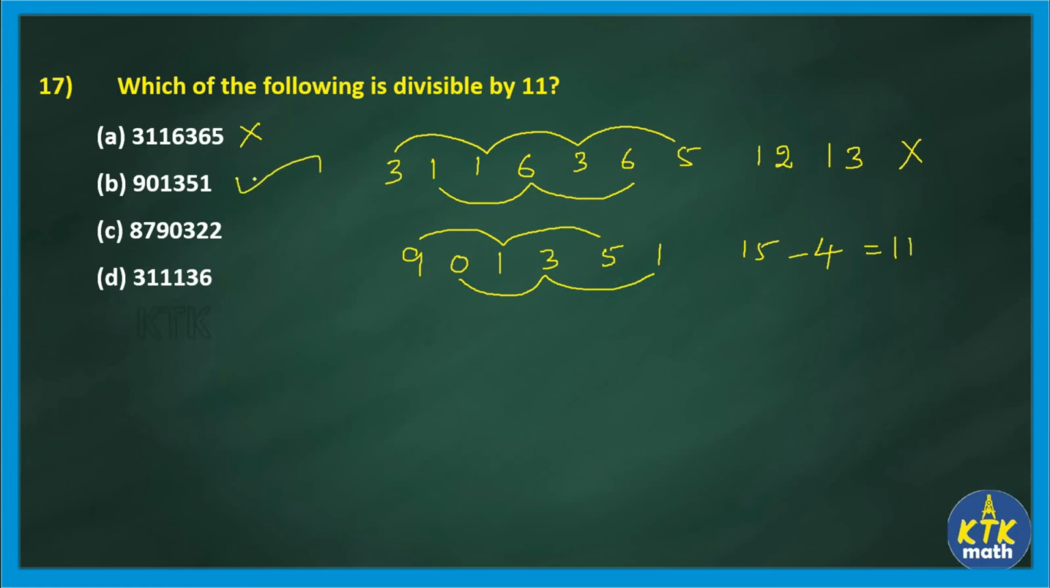I think you can stop because these two are anyhow not going to be divisible by 11, but actually that's not a good habit. You need to check option C and option D also. You must check all four options, but here I'm just stopping with this one. You can check the remaining C and D by yourself. That's also not going to be divisible by 11. So question number 17 answer is option B, 901351 is divisible by 11. So for divisibility by 11, this is the method you are going to follow.